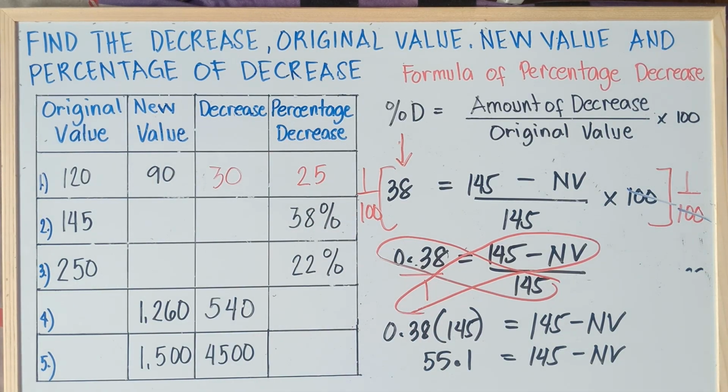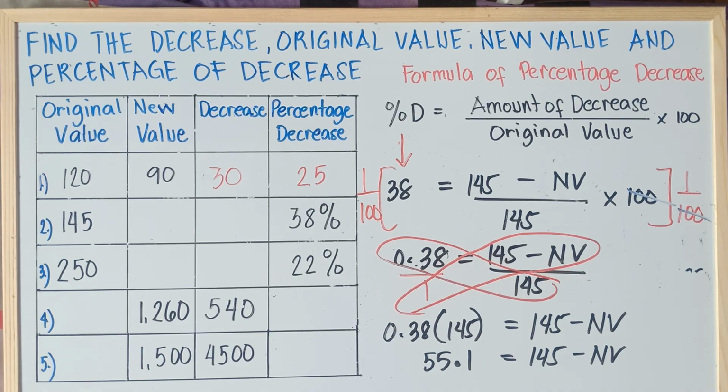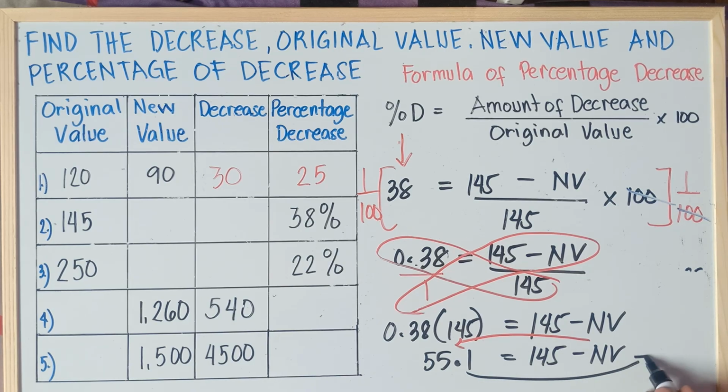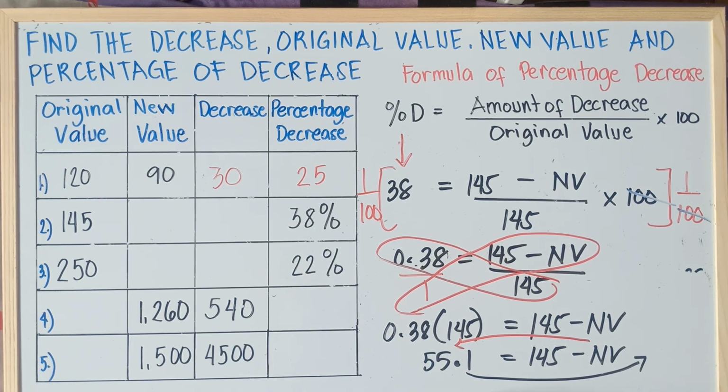To get the value of NV, you can simply transpose this NV from right to left, and then transpose 55.1 from left to right, because we need to get a positive NV, class. Once again, transpose NV from right to left, and then we transpose 55.1 from left to right. You simply transpose this one from right to left: this is negative, it will be positive. This one is positive, it will be negative. I hope you understand this, class.